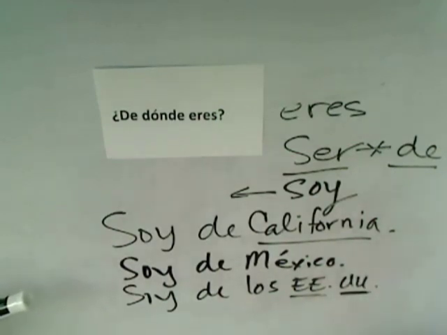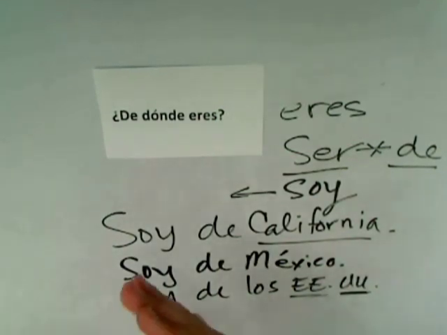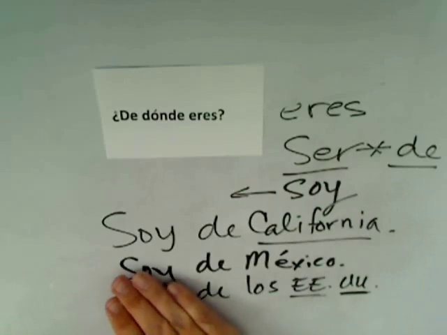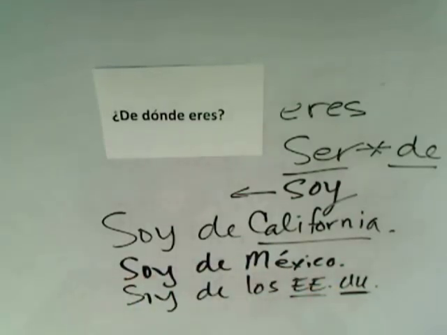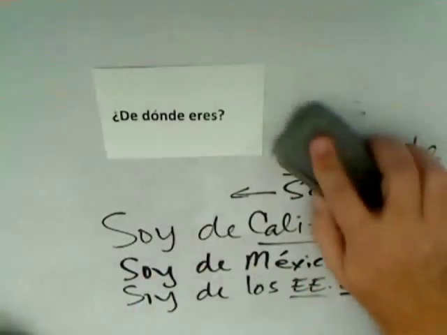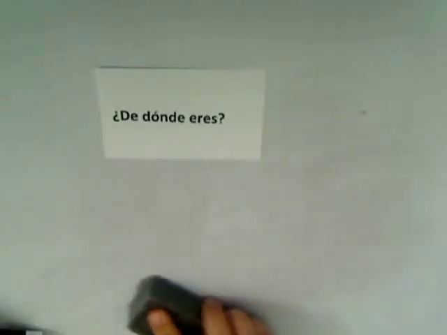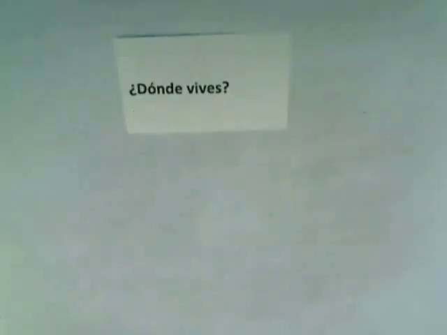It could be a state, city, country, etc. ¿De dónde eres? Soy de México. ¿De dónde eres? Where are you from? Using the verb ser. Okay? Very common question. Let's move on to the next one in our series on personal information questions. Similar but different. Not quite the same information being asked.